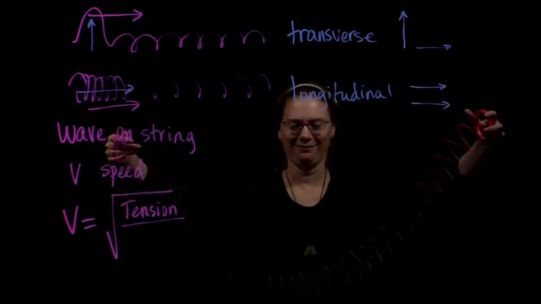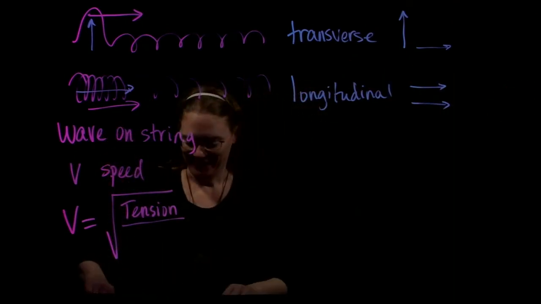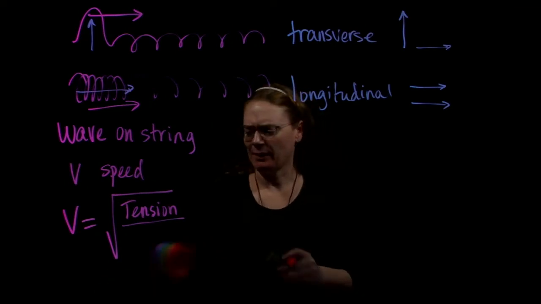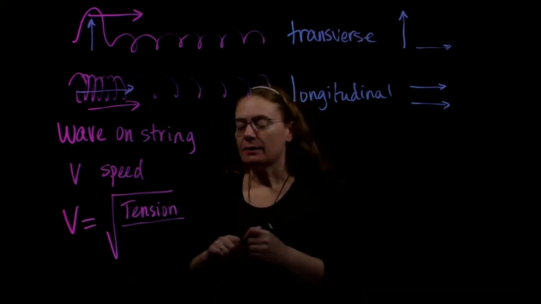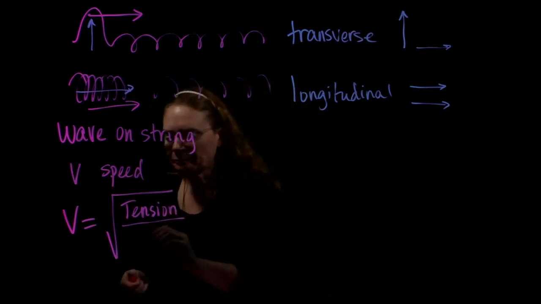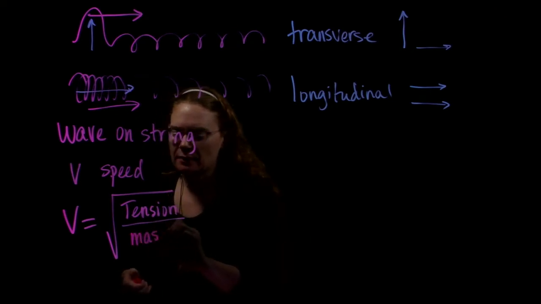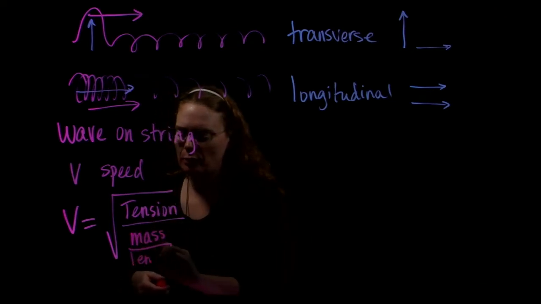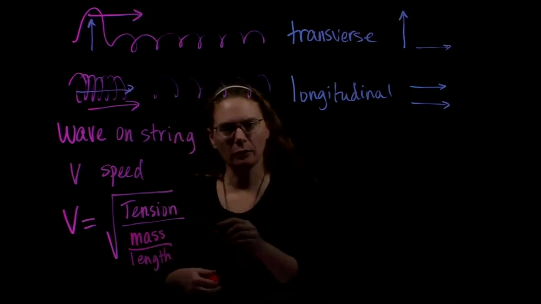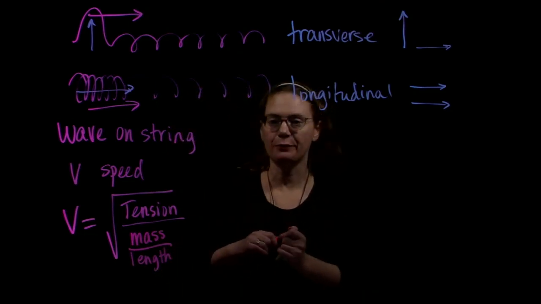Small tension, low speed. Okay, the other piece is not something I can change very easily on a Slinky. It's called the linear density. And linear density is the mass per unit length: how many kilograms per meter of the string?